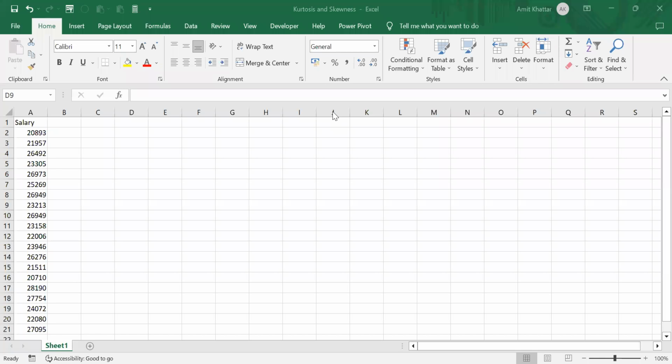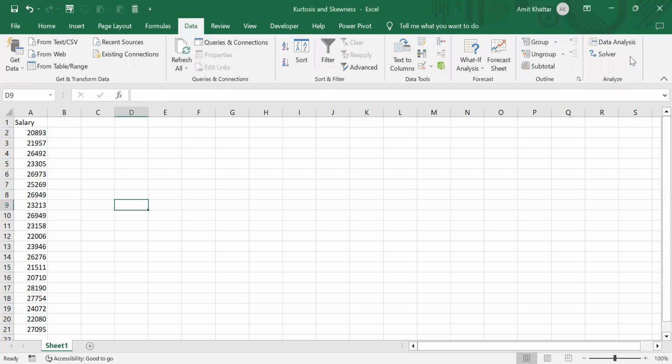Hi all. Today we are going to look at how we determine kurtosis as well as skewness in case of data in Excel. Let's say I have sample data, salary data of 20 people, sample data per se. And if I wish to determine the statistical data, what I need to do is I need to first go to Data over here and I need to have Data Analysis.